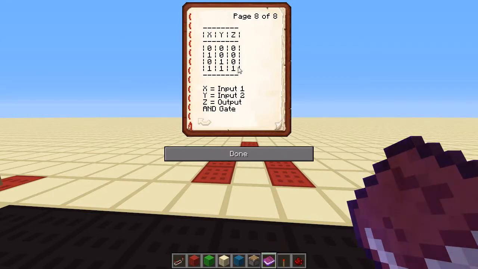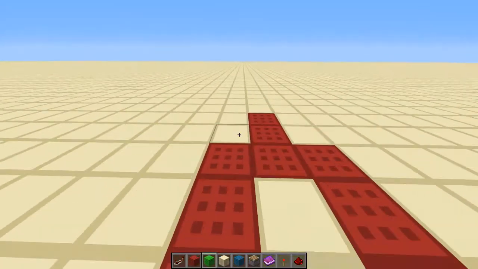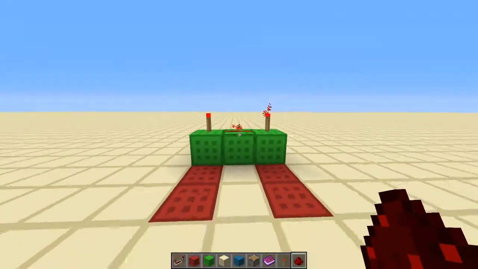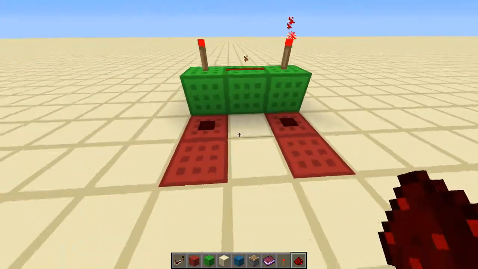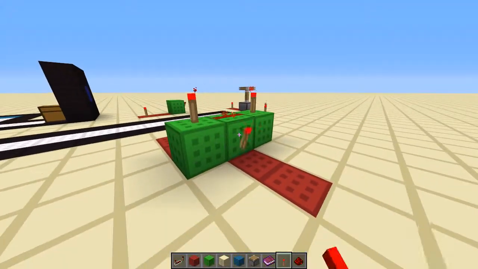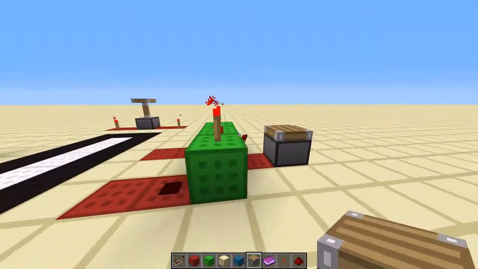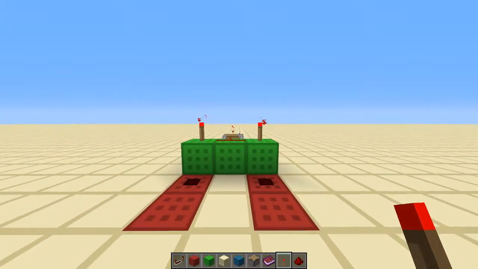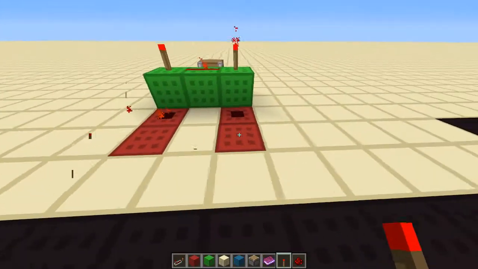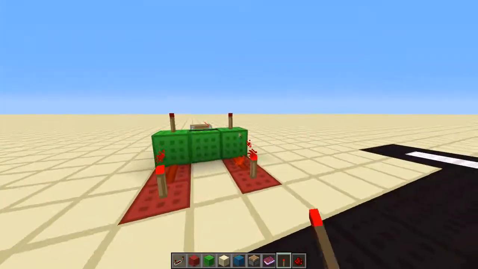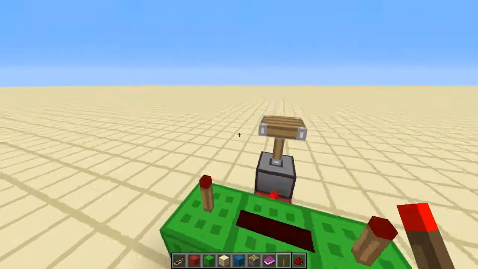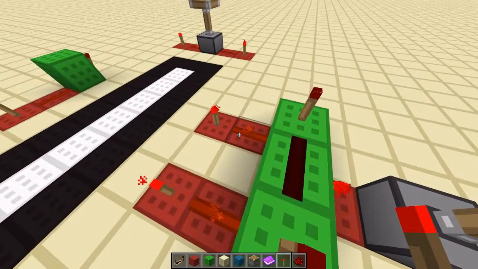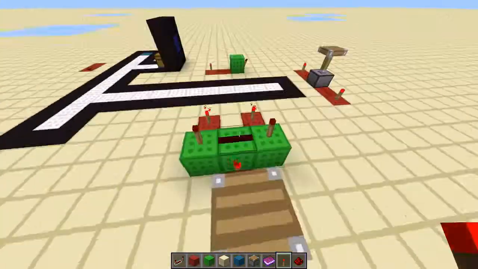Both inputs, one output. So we build this: three blocks there, torch on either side, redstone dust in the middle. These are your two inputs. Then here is our output, piston there, that shows our output. So, no inputs, no output. One input, no output. Two inputs, then we get an output, because this torch is our output here. So yeah, that's the AND gate.